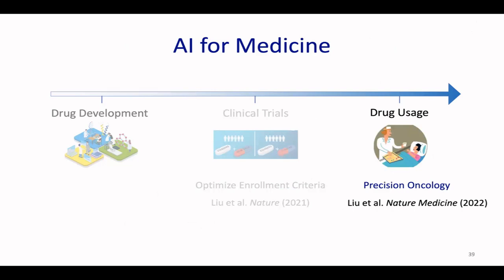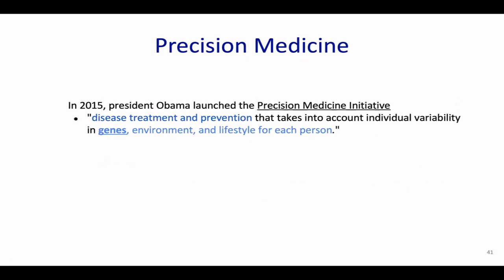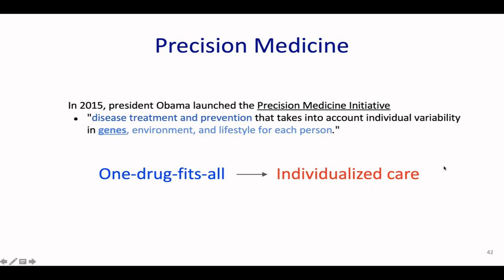After the drugs are on the market, how can we generate new hypotheses for precision oncology? I think people joining this meeting already know what precision medicine is, but I'll quickly go through it. What we refer to here is cited from the Precision Medicine Initiative: disease treatment and prevention that takes into account individual variability in genes, environment, and lifestyle for each person. Instead of the one-drug-fits-all style, now we want to give patients individualized care based on their different genomics or different environment and lifestyle factors.